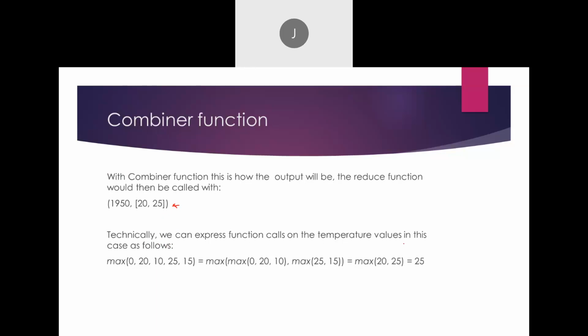Technically, we can express the function calls on temperature in this case as follows. See how they are mentioning it: on the first set we have applied a max function, on the second set we have applied a max function, and together we apply the max function. How is it optimal? Because after the map task itself, you apply it on a smaller set, not the complete set, which will obviously take time. Traversing 100 input data and finding the max from 100 means it is going to take time.